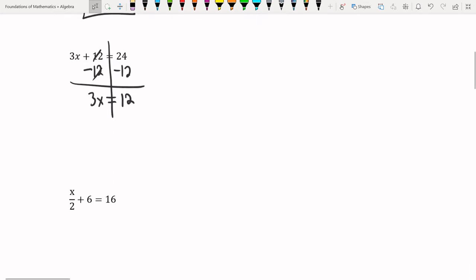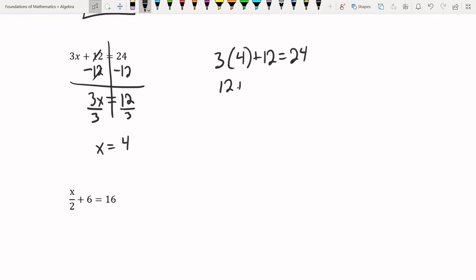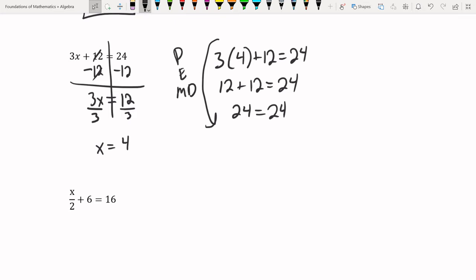Now we have a one-step equation. 3x equals 12. 3 is multiplying x. We get rid of the 3 by dividing by 3. 12 divided by 3 is 4. Once again, you can check your work. 3 times 4 plus 12 equals 24. 3 times 4 is 12. 12 plus 12 is 24. When you're checking your work, all you have to do is PEMDAS. That's all I'm doing there.